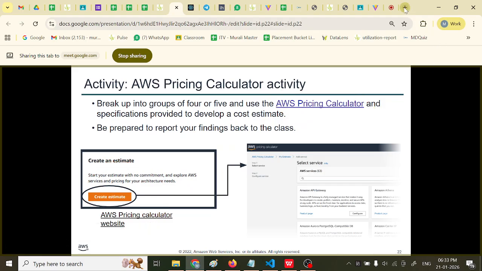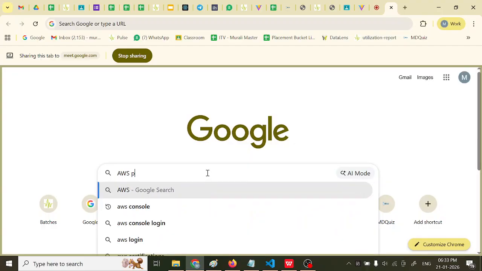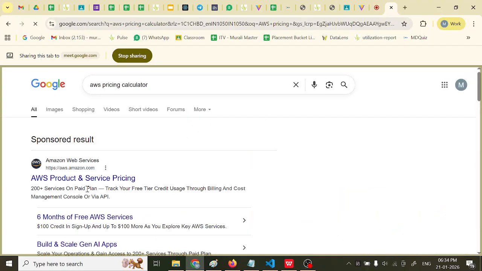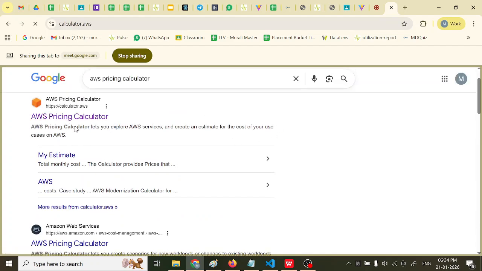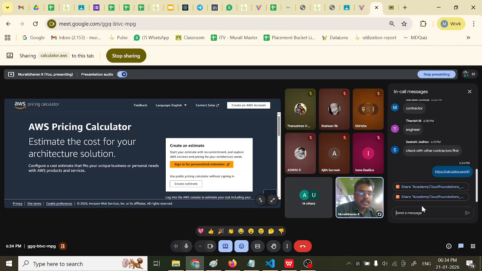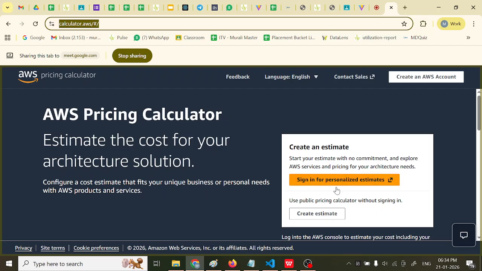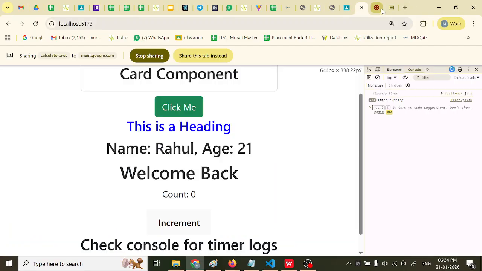Okay, let me just go here to Google and type AWS pricing calculator. You see AWS pricing calculator, this one will come. Now click this calculator, or you can just type calculator.aws, that will create this estimate. Now click create estimate.